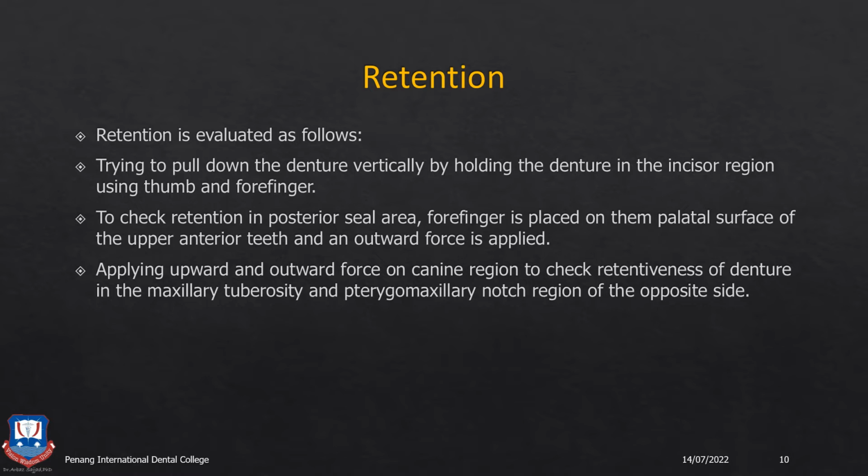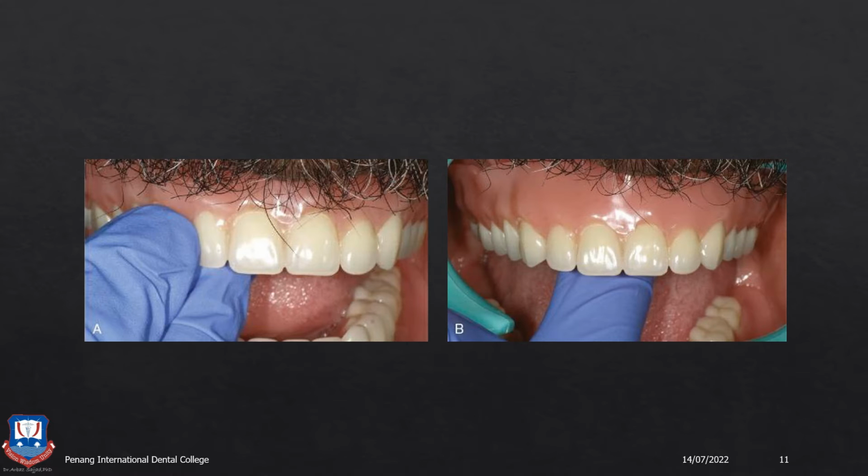And after peripheral extensions, you check for the retention. As I mentioned in previous lectures, retention is the ability of the prosthesis to resist displacement in a vertical direction, towards gravity. So we try to pull the denture down by holding it in a pinch grip between the thumb and the fingers, with your fingers over the incisal edges of the anterior teeth, and you try to pull the denture to check whether it is retentive or not. Then the next thing you check is the retention of the posterior palatal seal, or the postdam area, in the terminal part of the maxillary denture.